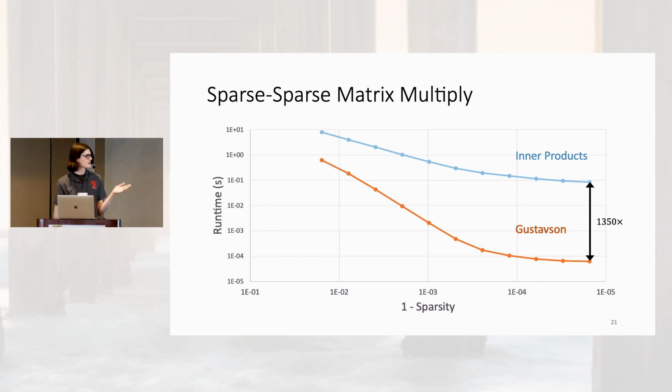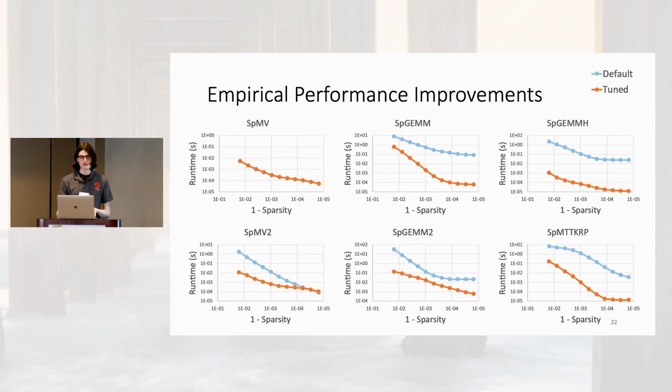What we're looking at here is the runtime of both inner products and Gustavson's algorithm. And on the x-axis, we have the sparsity of the matrices. So we're keeping the size of the matrices the same, but as we go from left to right, the matrices are getting sparser and the speedup is increasing up to 1300x. And we see this across several different kernels. So our cost model is able to identify these asymptotically unwise options over a great variety of kernels.